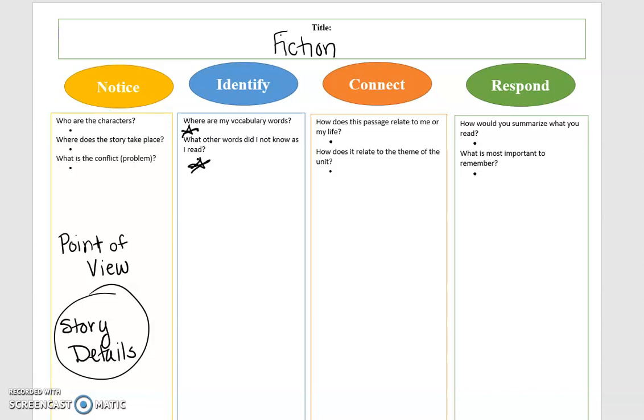Last is going to be to respond. How would you summarize what you've read? Guys, don't forget there's a video for that. There's a summary video. Shameless plug. Okay, go check out the summary video if you're not sure what summarizing is. But you want to summarize what's going on. That should only be a couple sentences. And then write down the most important part to remember. Why is this so important for you to remember? What did you take away from it? What did you learn from it?